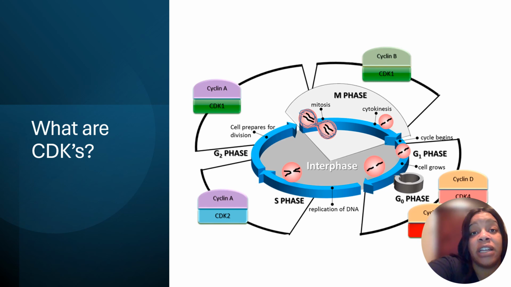Additionally, CDK inhibitors, CKIs, act as negative regulators of CDK activity to prevent uncontrolled cell proliferation and maintain genomic stability. Dysregulation of CDKs has been implicated in various diseases, including cancer, where loss of cell cycle control leads to unchecked cell growth and tumor formation. CDKs are integral components of the cell cycle machinery that govern the orderly progression of cells through different stages. Their precise regulation ensures proper cellular division and function, highlighting their significance in maintaining tissue homeostasis and preventing pathological conditions.